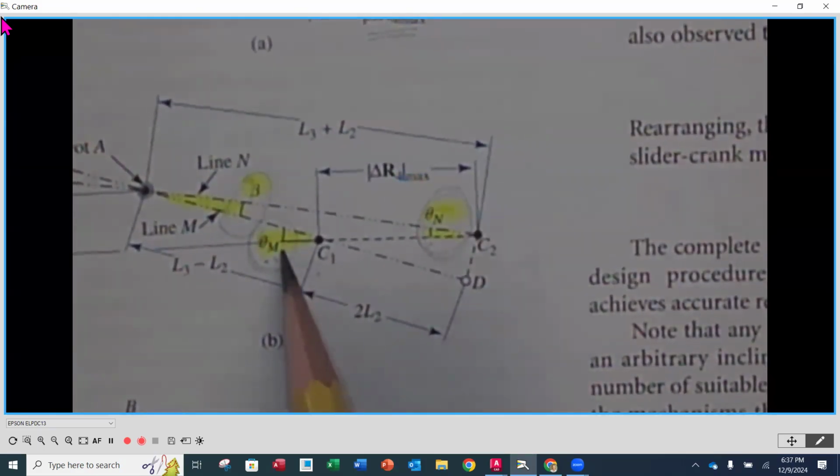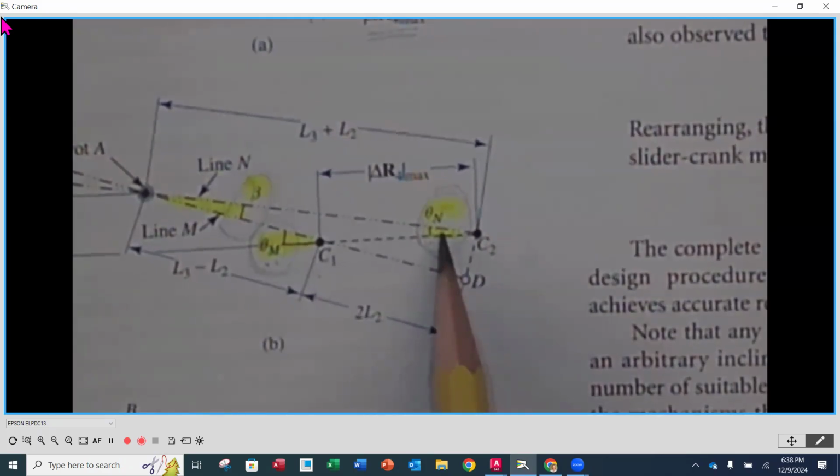When we do our problem, the next problem that we do for this type of an offset slider crank mechanism, we're going to pick 45 degrees. But anywhere between 30 and 50 degrees is a good place to start, okay? So that's going to be a specified value.